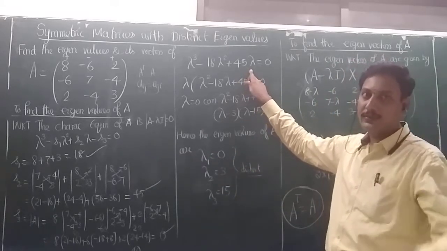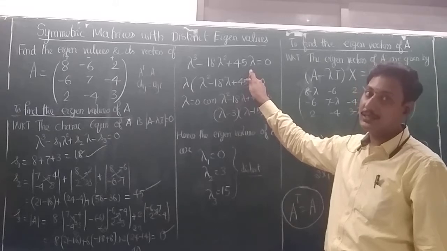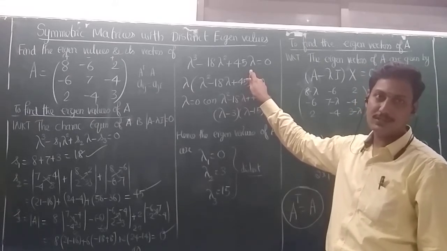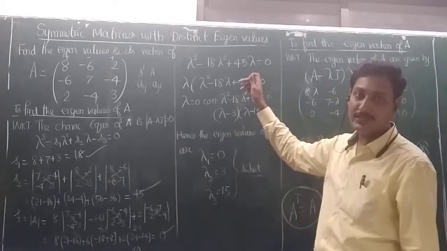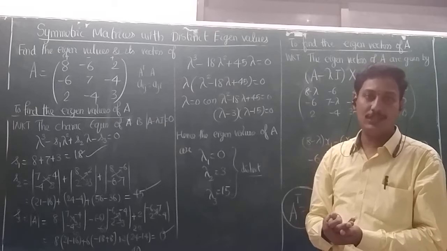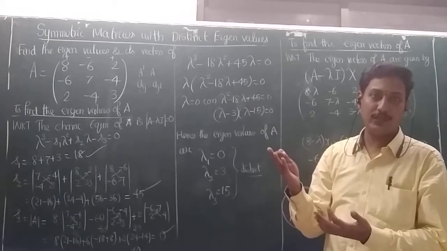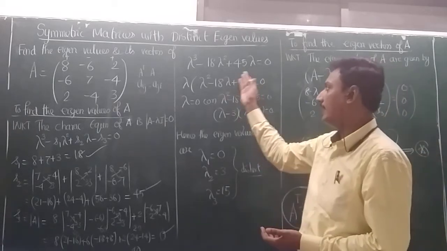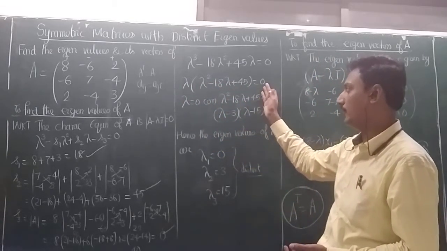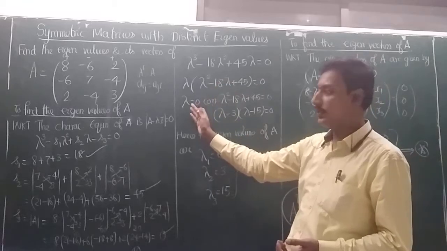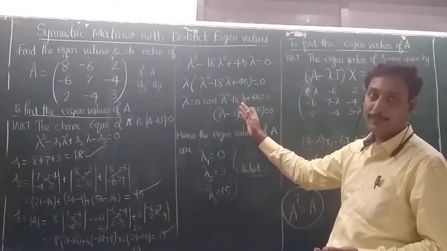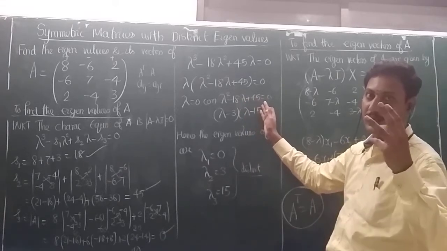So there is no need to bother about the long division method or the synthetic division method, the trial and error method, because the constant term is not there. When the constant term is 0, definitely the product of the roots is 0, so one of the roots is 0 here. It is very clear. Taking lambda as common, we get lambda into lambda square minus 18 lambda plus 45 equal to 0. Either lambda equals 0 or this quadratic polynomial equals 0. The sum of the roots is 18 and the product is 45, so the numbers are 3 and 15.